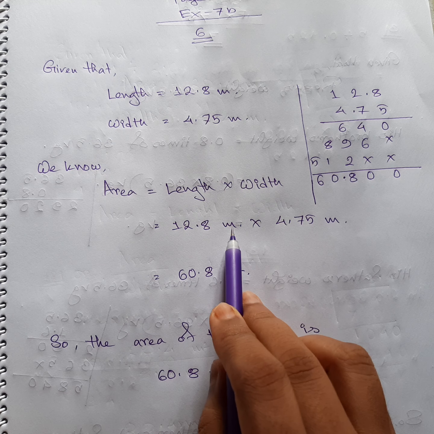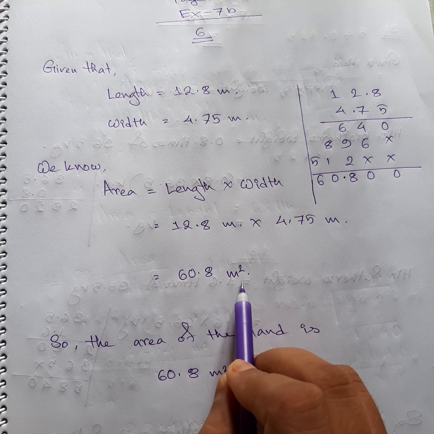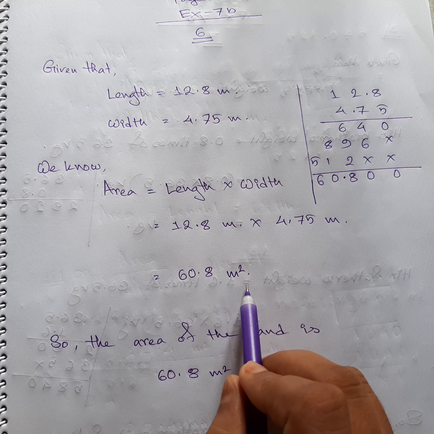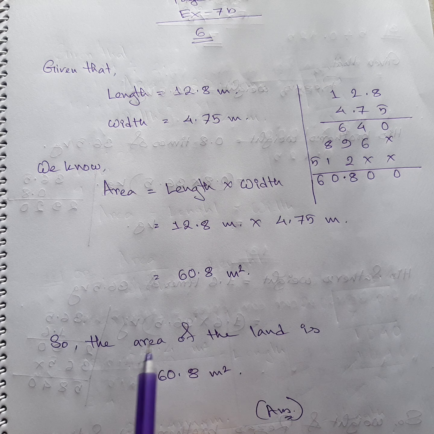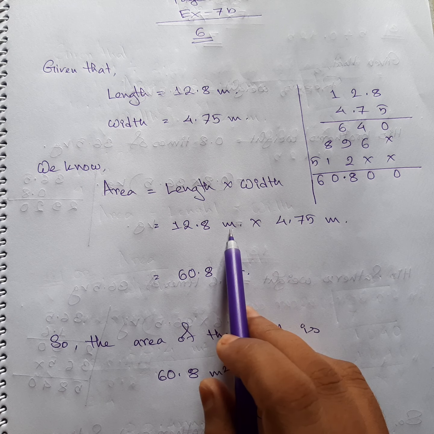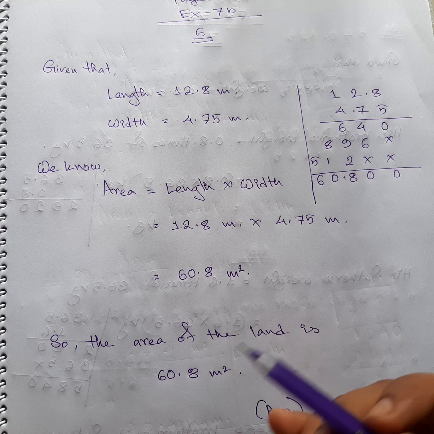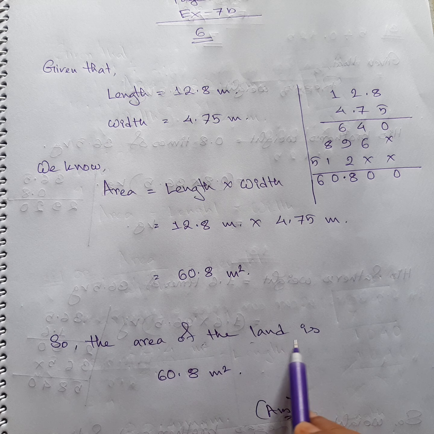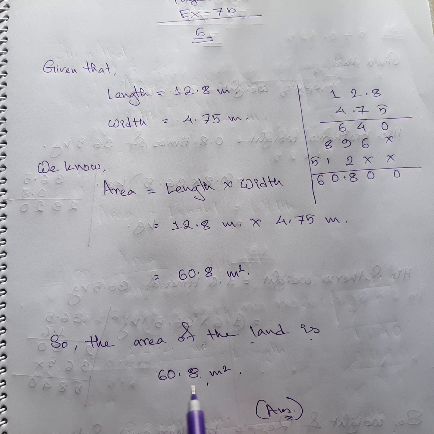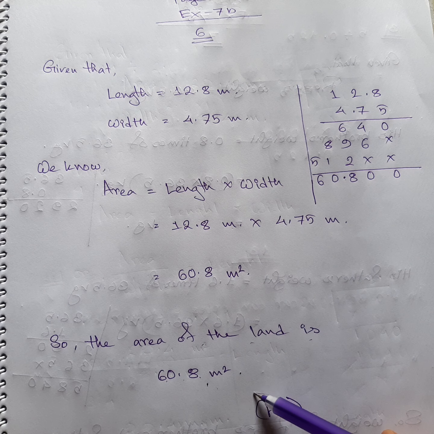Then multiplying meter and meter will become square meter or meter square. Both of the units are correct, definitely. So don't make yourself confused. Definitely write down the units so that in the answer you also don't miss the units. So the area of the land is 60.8 square meter or meter square. This is very simple and easy math.